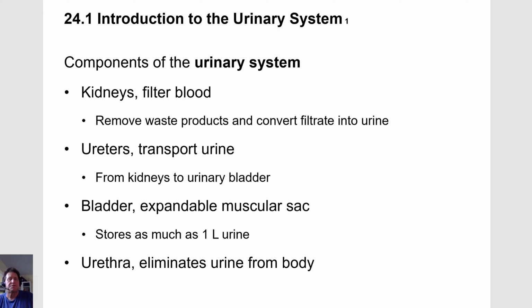Kidneys, of course, which filter the blood. The ureters transport urine from the kidneys to the urinary bladder. The bladder stores the urine until it's ready to leave the body, and then the urethra eliminates urine from the body. There's something to be careful of here.